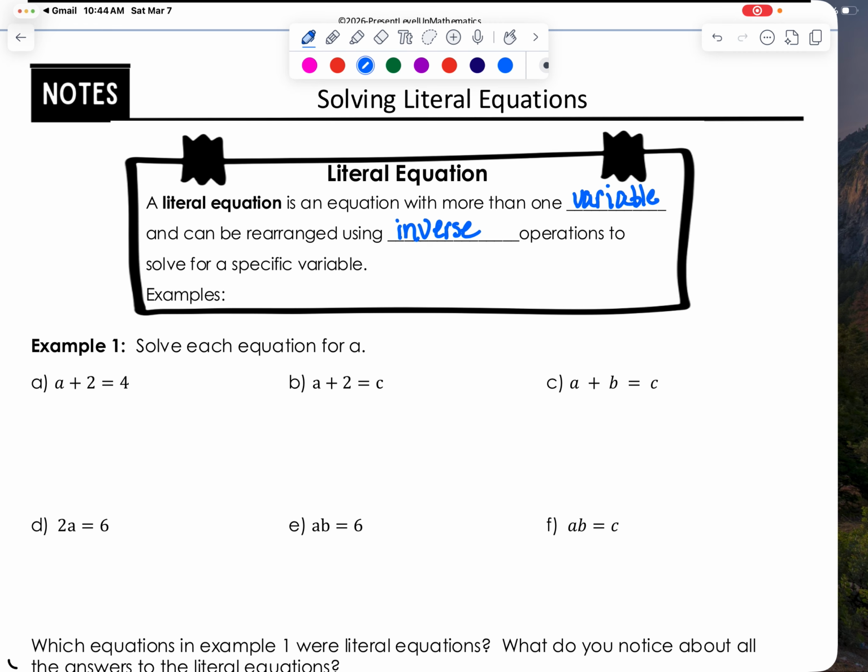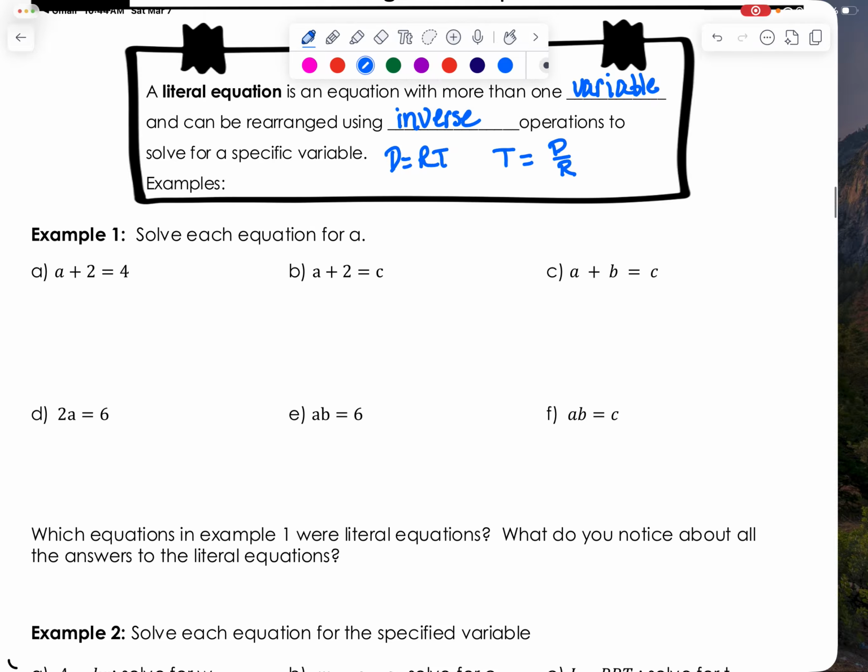So as an example, if you had the formula distance equals rate times time, this is a literal equation because it has three variables. It has more than one variable. We could rewrite this expression to solve for time, and that would be distance divided by the rate. Same exact equation, just rearranged to be solved for a different variable. Let's look at a couple of examples.